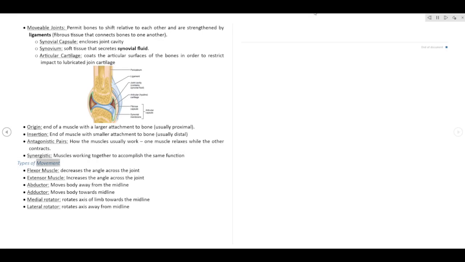Types of movement. A flexor muscle decreases the angle across the joint. An extensor muscle increases the angle across the joint. An abductor moves the body away from the midline. An adductor moves the body towards the midline. A medial rotator rotates the axis of the limb towards the midline. A lateral rotator rotates the axis away from the midline.